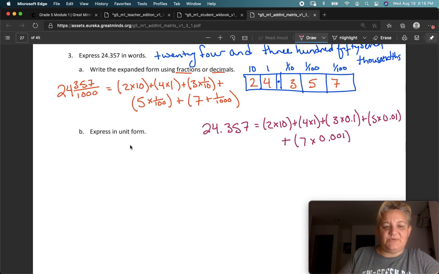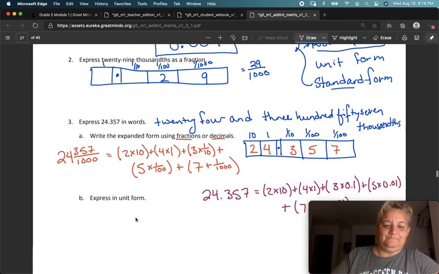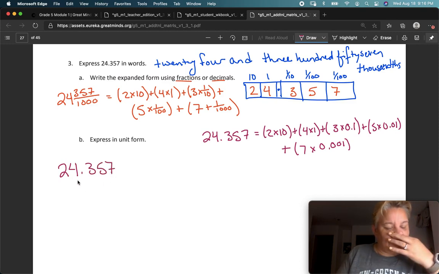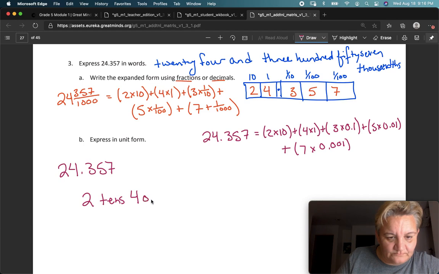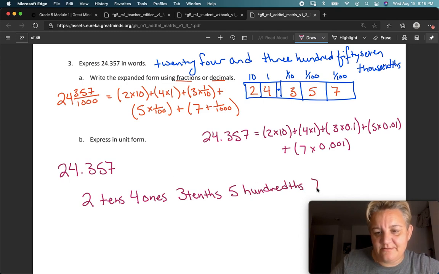And now we're going to express it in unit form, okay? So we did word form, we did expanded decimal form, we did expanded fraction form. Now we're going to do unit form. Okay. So unit form, 24 and 357 thousandths. This is 2 tens. So 2 tens, 4 ones, 3 tenths, 5 hundredths, and 7 thousandths.